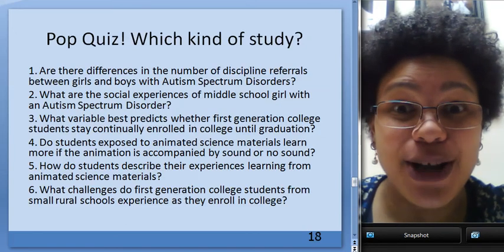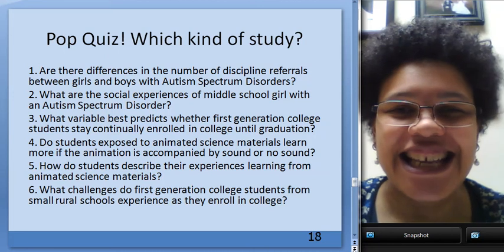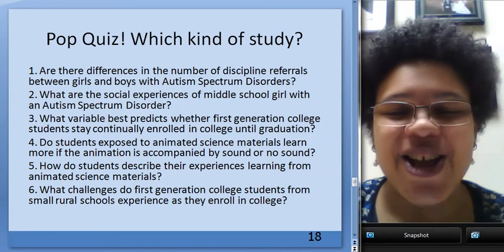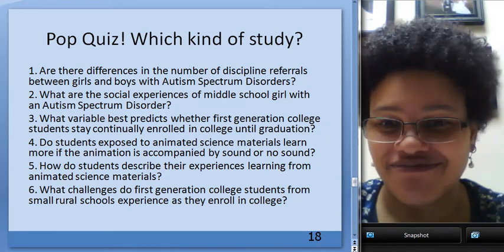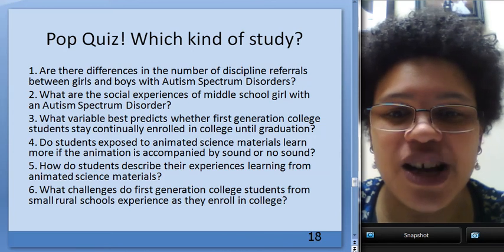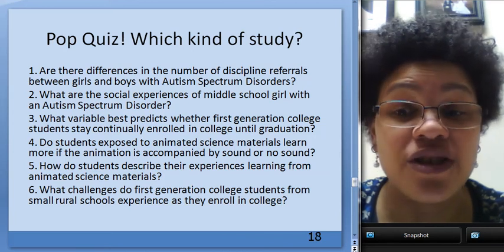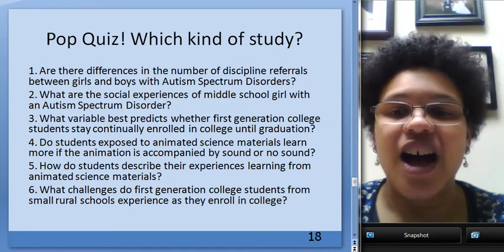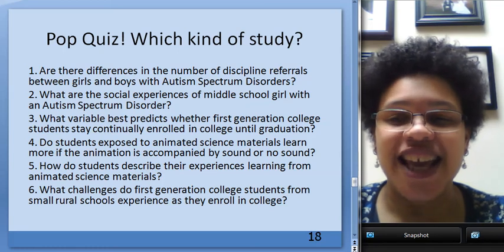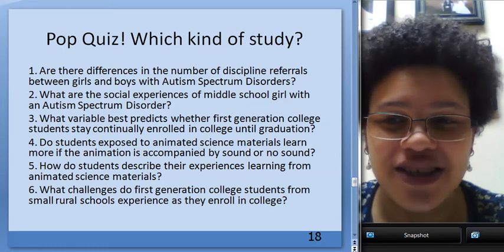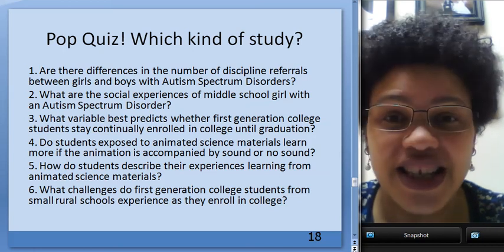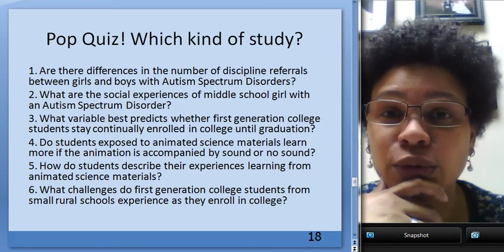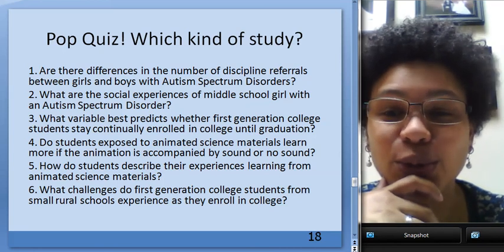So, pop quiz. Which kind of study would answer the following research questions? Okay, question 1. Are there differences in the number of discipline referrals between girls and boys with autism spectrum disorders? So, let's see. If I'm asking that research question, that's what I'm interested in. Is my approach going to be quantitative or qualitative?